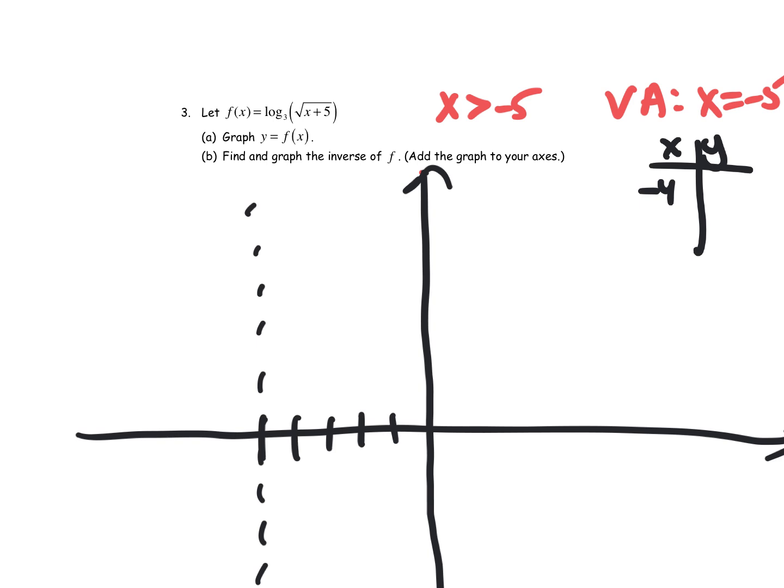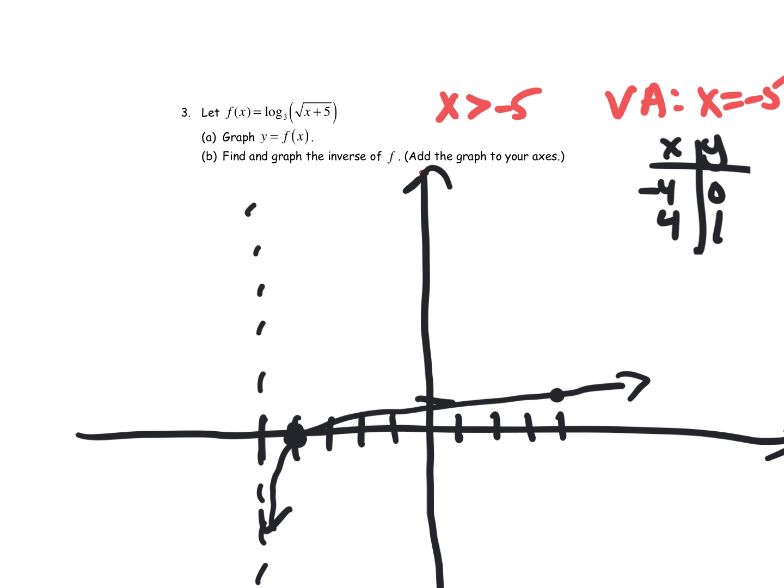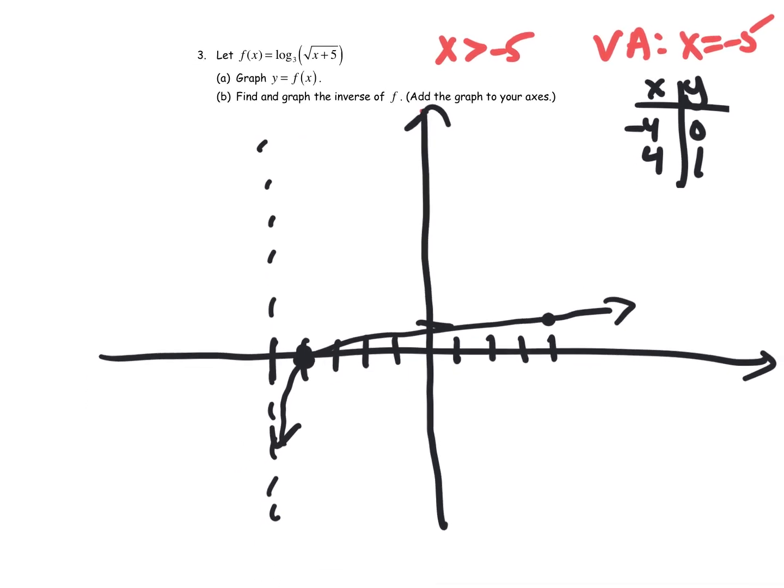If I put in -4, that's going to be log base 3 of 1, which is 0. If I put in +4, that's going to be log base 3 of square root of 9, or log base 3 of 3, which is 1. So 4, 1 is another point. All right, so this just kind of gives me my relative shape there. Okay, so that's my log graph.